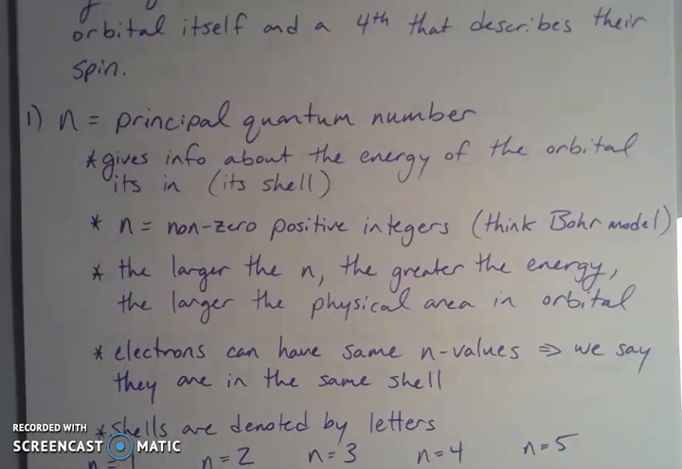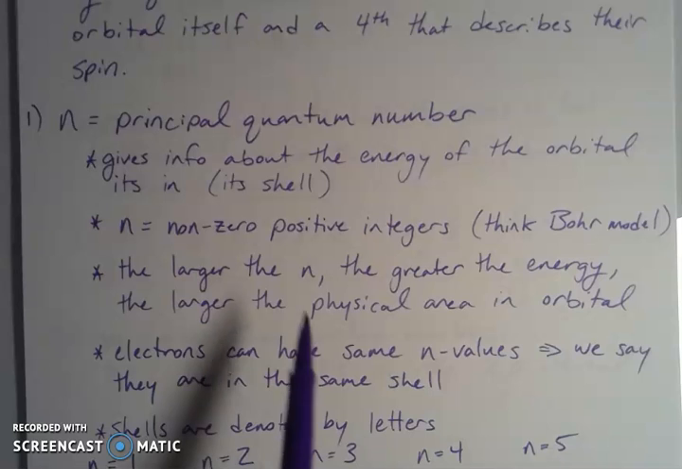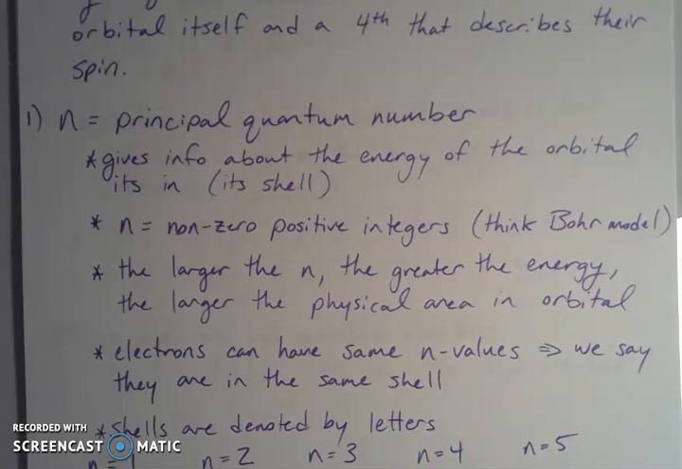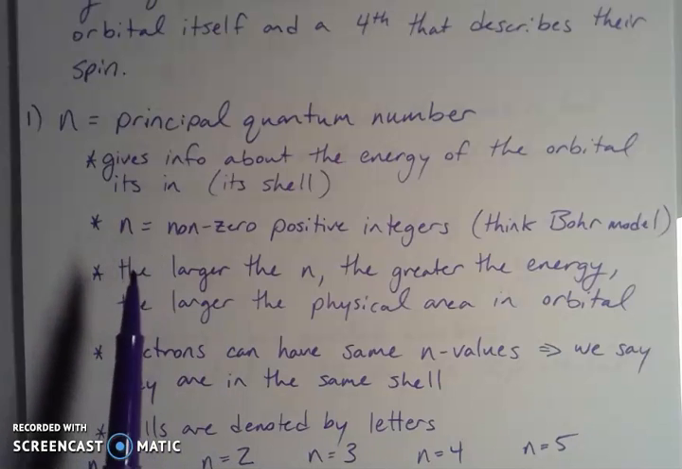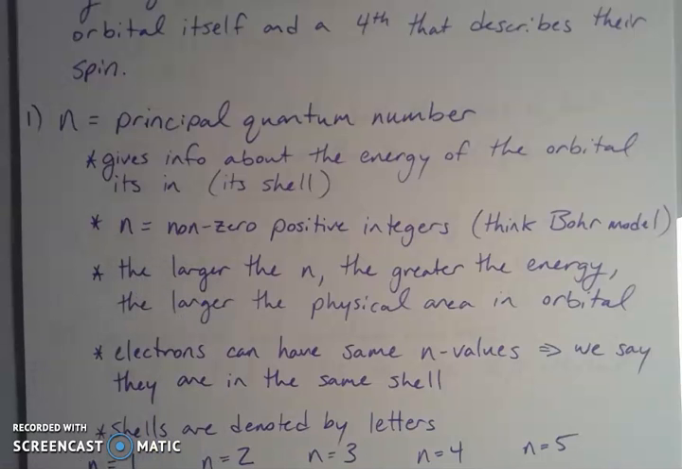Now this n value gives information about the energy of that orbital. So what shell is that electron in? And if that electron is in a shell, remember in the Bohr model, the shell isn't a physical thing, it's a representation of the energy. So it gives information about how far away from the nucleus this electron is sitting. So n can only have values that are non-zero positive integers, because you can think of the 0 as the nucleus, and then we radiate outward.